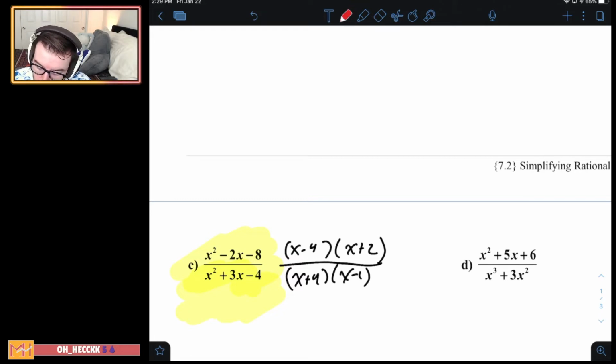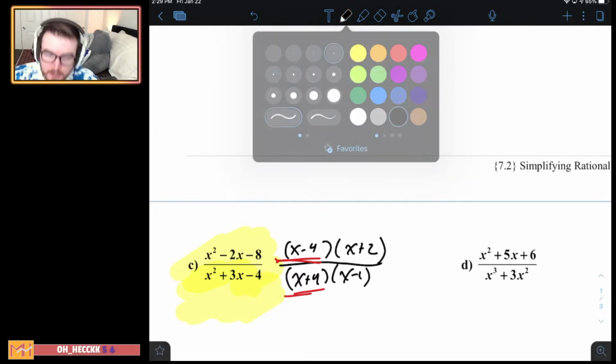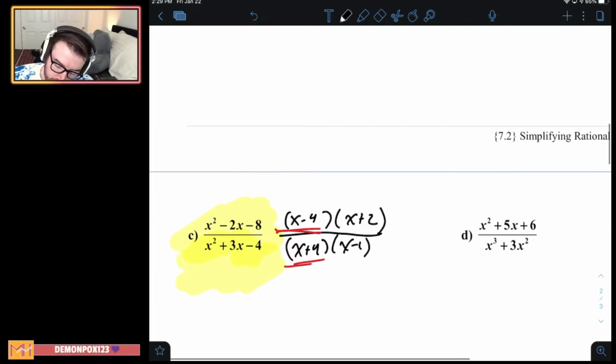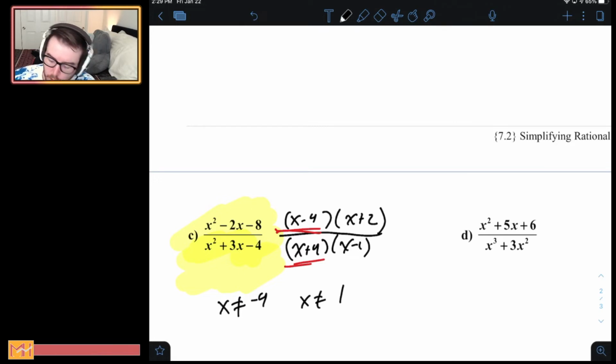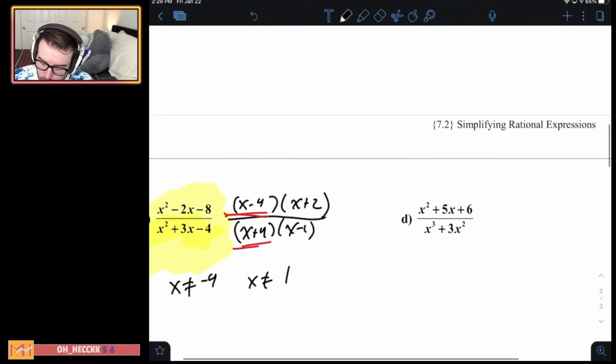Nothing canceled. They wanted us to think, they being, I guess, me, the author of the question, although I didn't write all of these, so it wasn't me, but we wanted to be tempted, but guess what? Don't be tempted. Those factors aren't the same. So it's already in its most simplified form. However, there are still undefined values. It can't equal -4, and it can't equal 1. -4 plus 4 is 0. 1 minus 1 is 0.